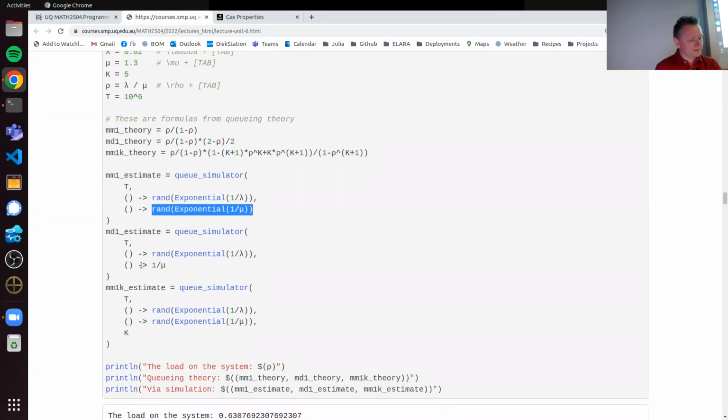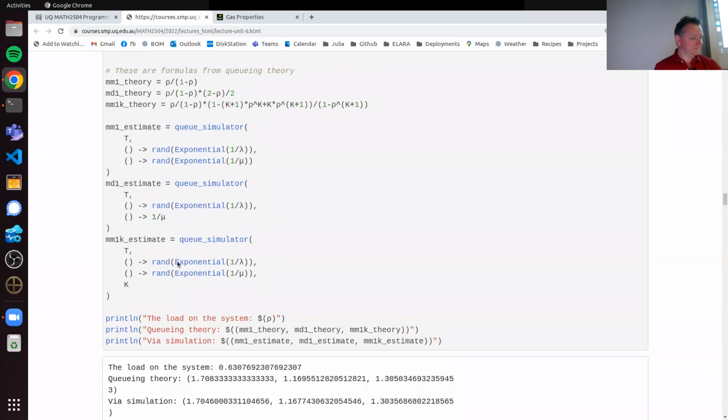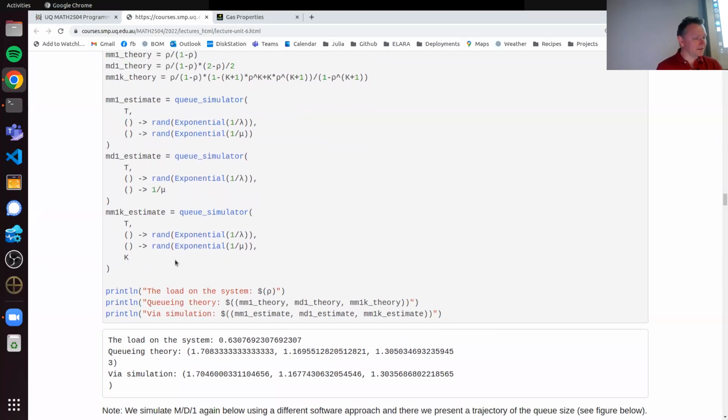For MD1, we know that the service time is deterministic. It's just going to be 1 on the service rate, right? A rate is just 1 on the period. That's all it is, right? And if we have MM1K, apologies, the only difference is we're specifying the K. Yeah, we just put that number there.